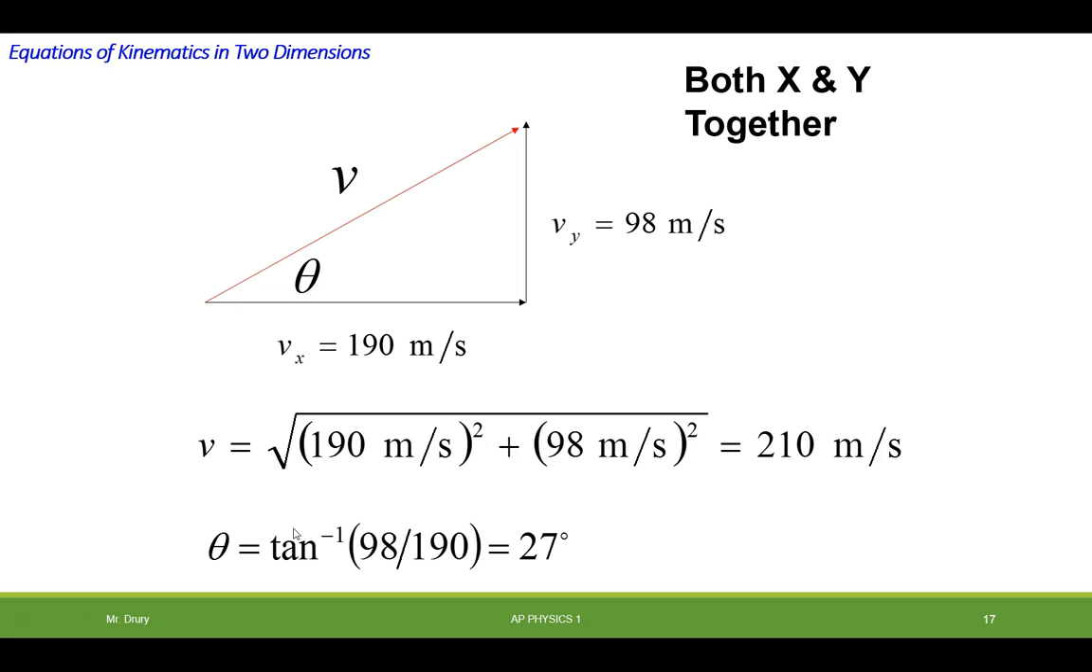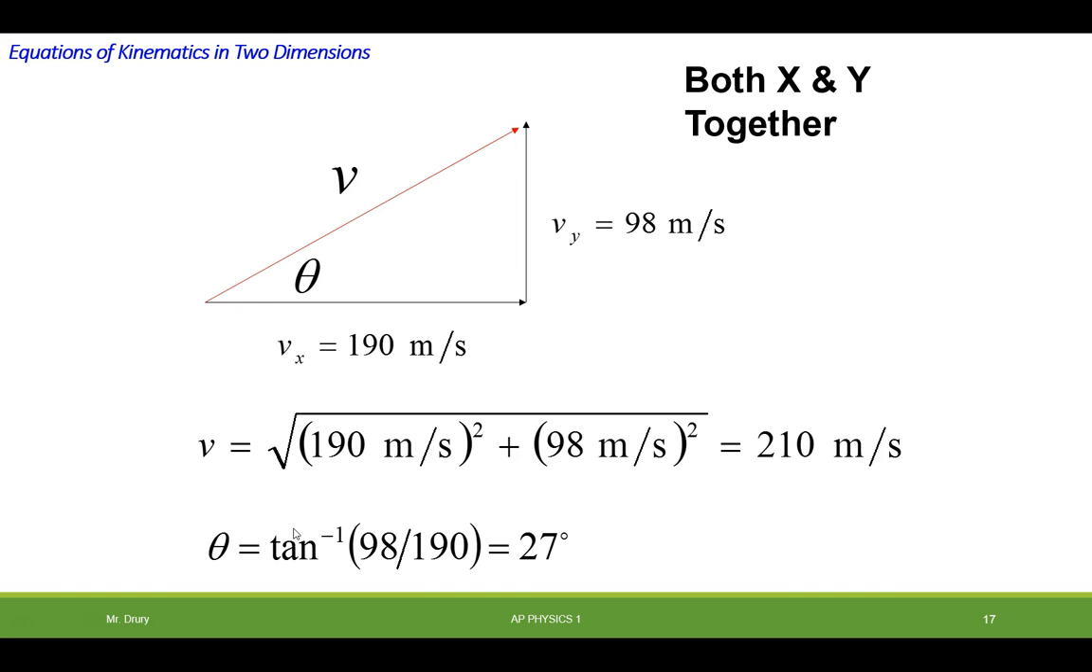So you can see that the x and y positions were solved independently of each other. The only thing they had in common was the time, because the motion happened for the same 7 seconds in each direction. I just wanted to reiterate the idea that they are independent of each other. So it's not like you've learned anything new. It's just that now you're breaking down motion in 2 dimensions into independent x and y's, solving the x and y's, and then coming back together at the end of the problem to come out with a total velocity or a total displacement.